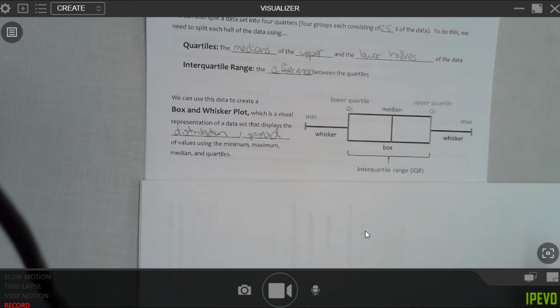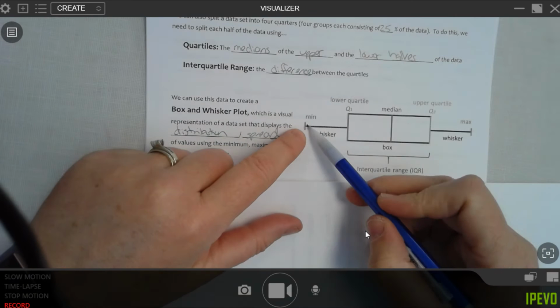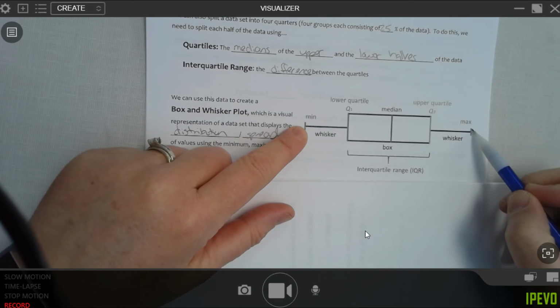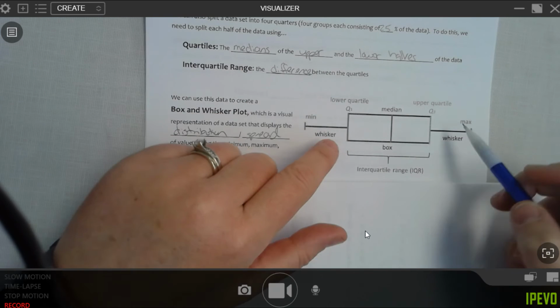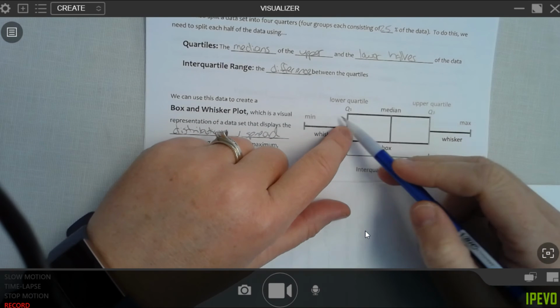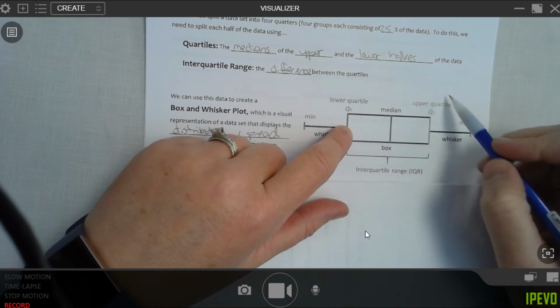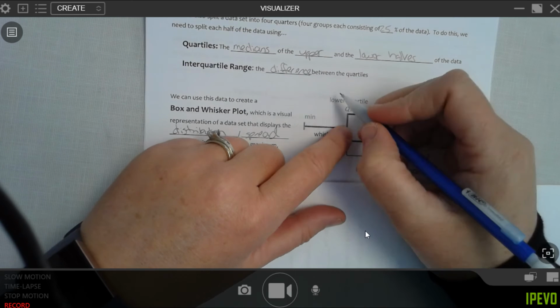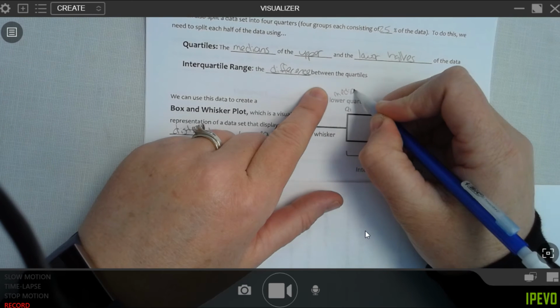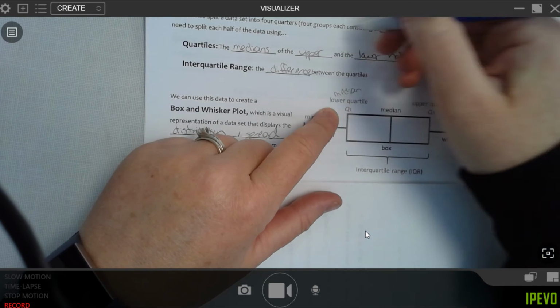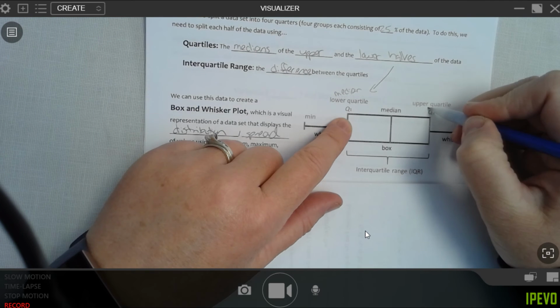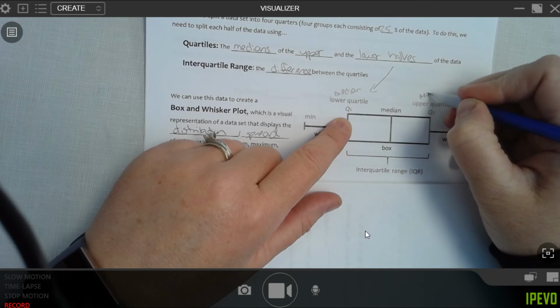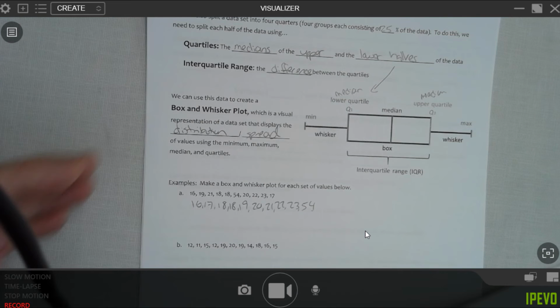A box and whisker plot is a visual representation of data that displays how spread out the data is between the max and the min. Your lowest value is going to go on the min, your highest value goes on the max. We call these the whiskers going to it. This is the median of your lower data, and this is your median of the upper data. So this is the median. Lower quartile means the median of your lower half, and upper quartile is the median of your top half of your data.